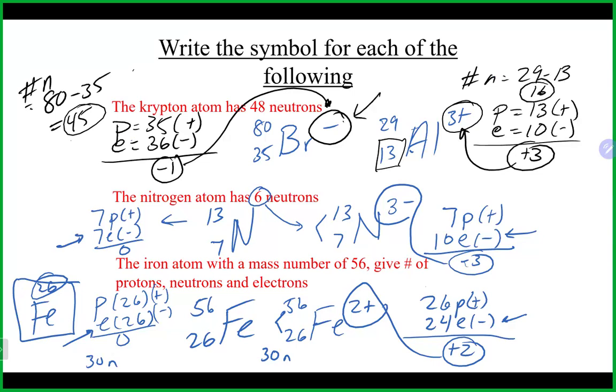I feel like I said lost electrons on that one, where I should have said gained electrons, but obviously it's negative, it should be gaining electrons. Any questions on mass number, atomic number, protons, electrons, neutrons, neutral things, things with charges? Need to be able to obviously do all that. Yeah, any questions?